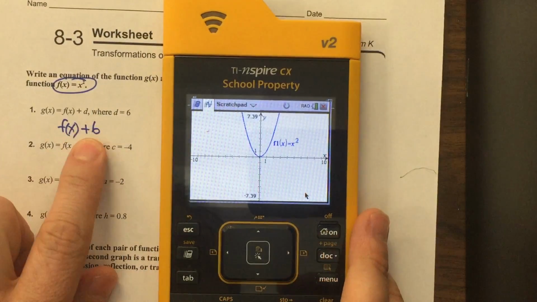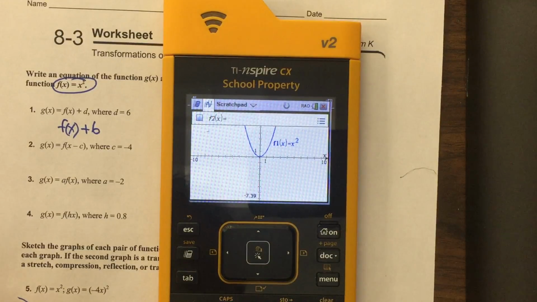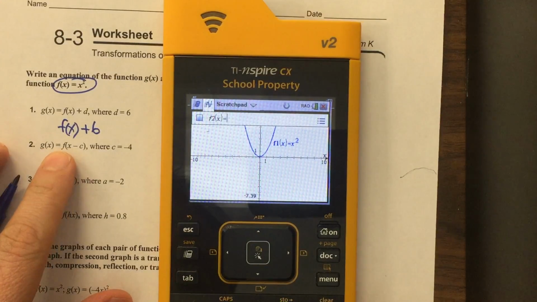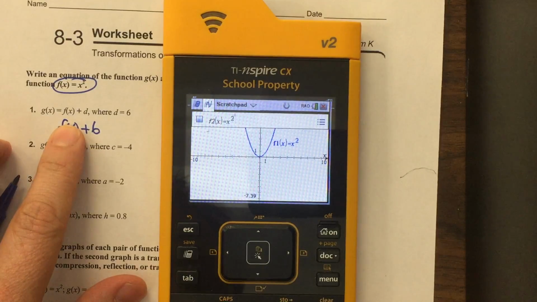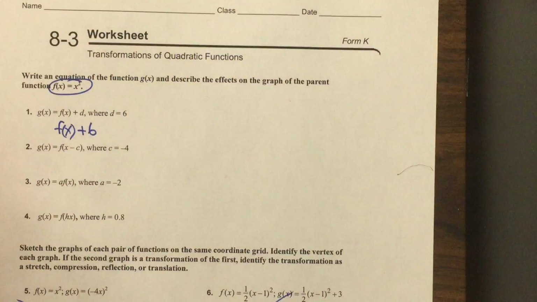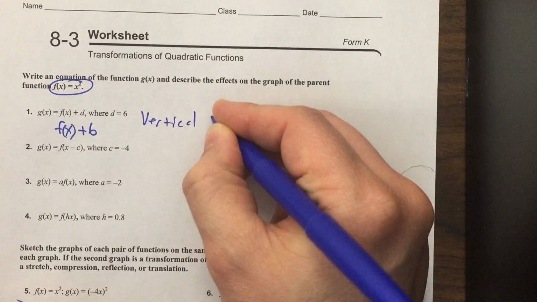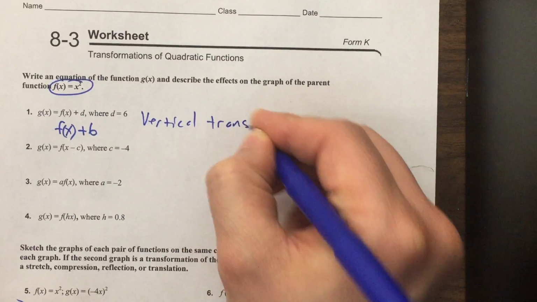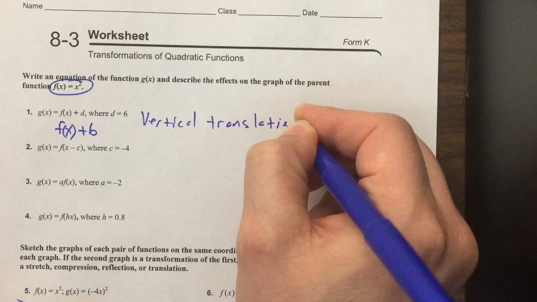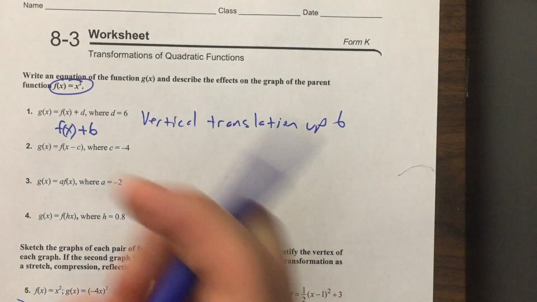The vertical changes happen the way that we would expect them to. It's actually going to move up. So what I'm going to do, I'm going to put in my x squared, and I'm going to do plus 6. We see it go 6 up. It just translated up 6. So it's a vertical translation up 6. Okay?